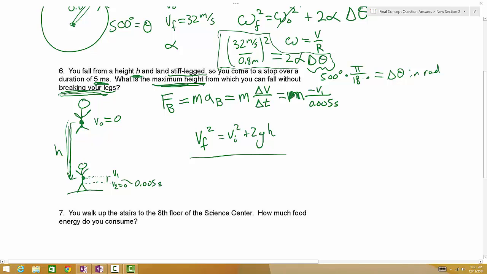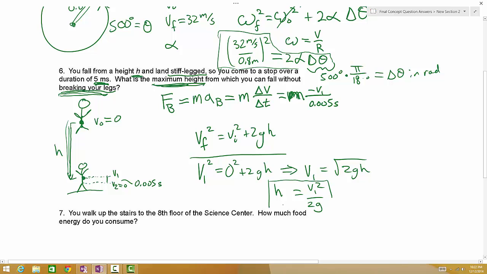So that means for this falling, v1 is our final, so this becomes v1 squared. Our v initial is 0, so that's 0 squared plus 2gh. Or that goes to v1 is equal to the square root of 2gh. Or we could write it as h is equal to v1 squared over 2g. This is actually what we want, because we're looking for h.